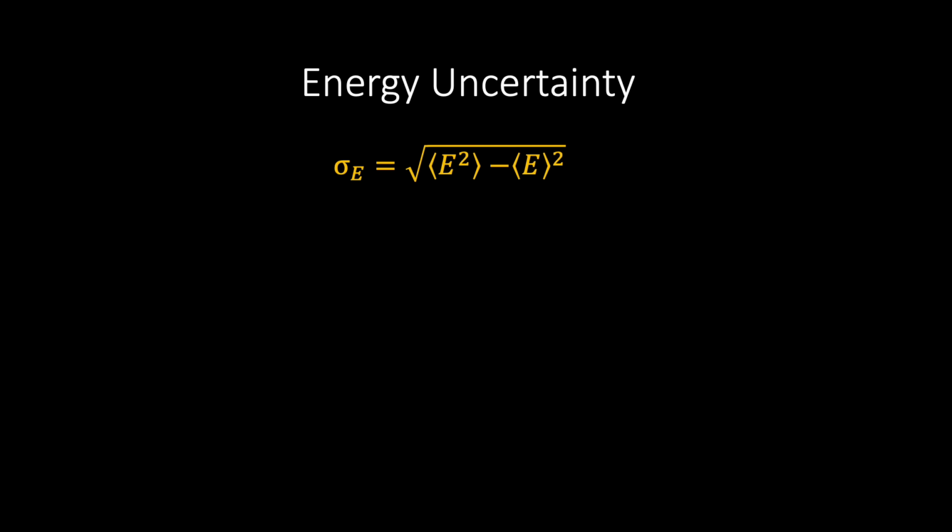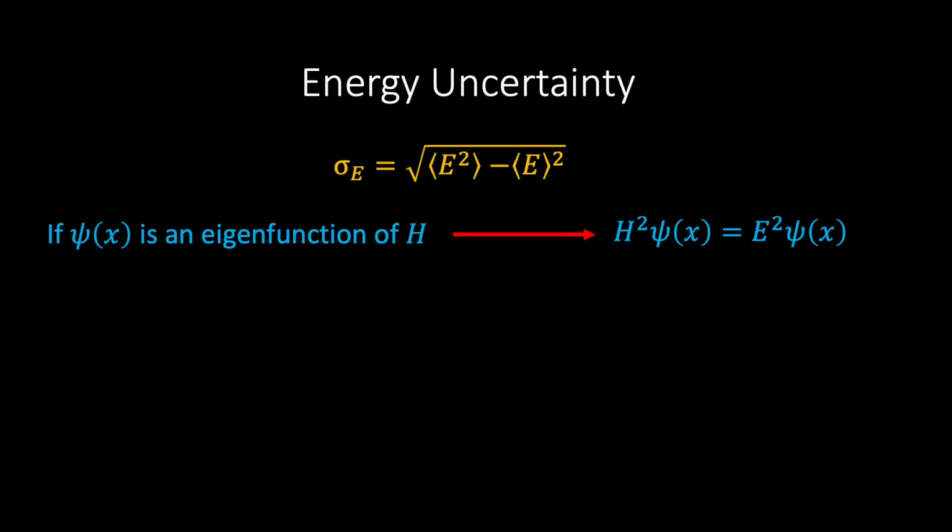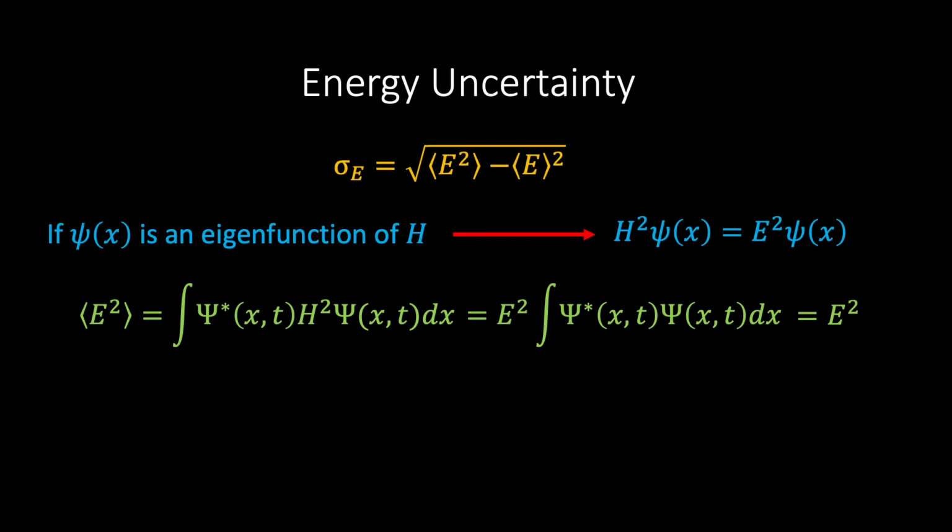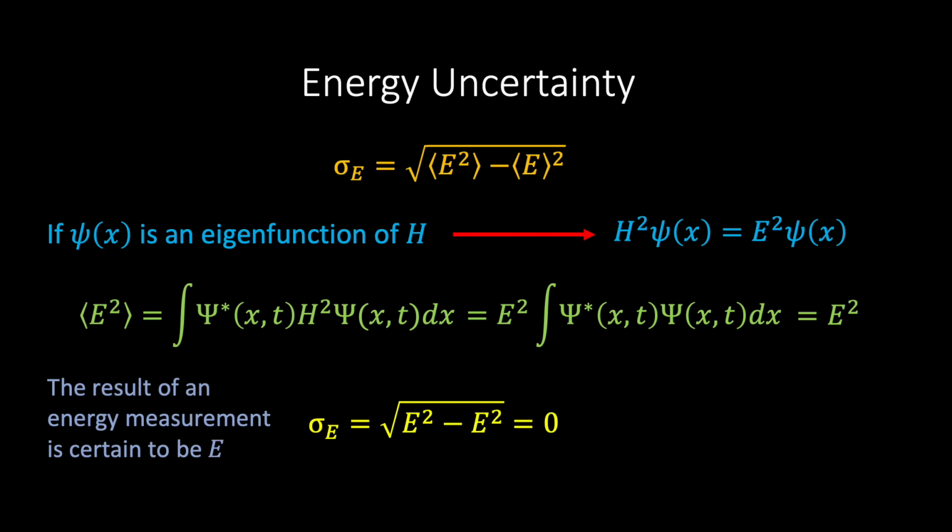Now, if psi of x is an eigenfunction of the Hamiltonian, it's also an eigenfunction of the product of the Hamiltonian with itself, and so it follows that the following relationship is true. We can then use this to find the expectation value of the energy squared, which is given by the following equation. And if we use the eigenvalue equation, we see that this simplifies to E squared. And so, if we combine our results, we see that the standard deviation in the energy, aka the uncertainty in the energy, is exactly 0.